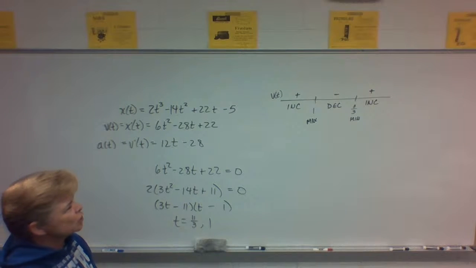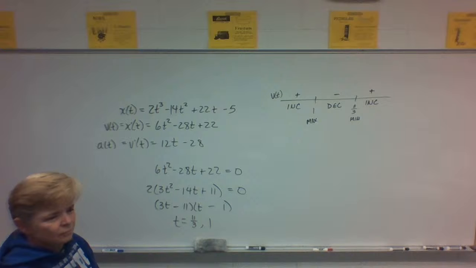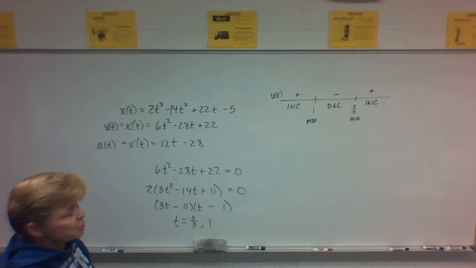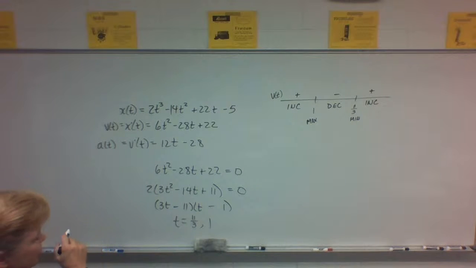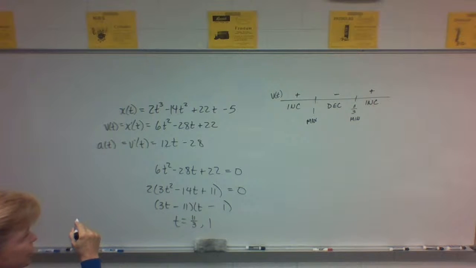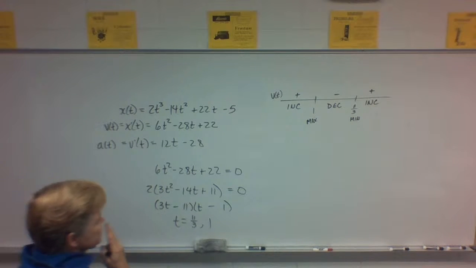What was it doing before it got to 1 and changed direction? Which direction was it moving? To the right, because the velocity was positive there. It was moving right, changed directions, went left until we got to nearly 4 seconds, turned around and went right. That make sense? Okay.